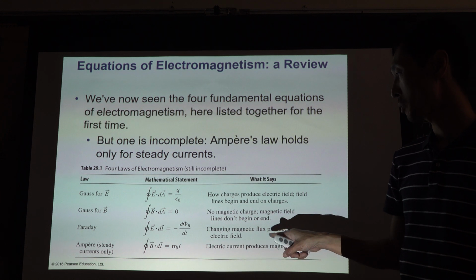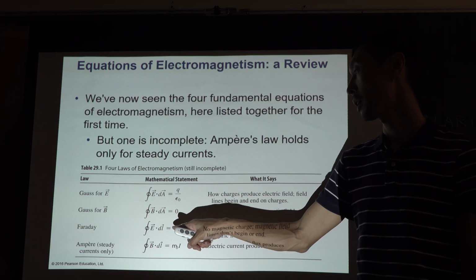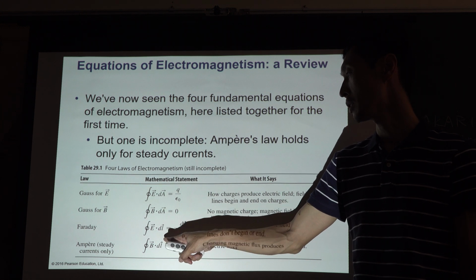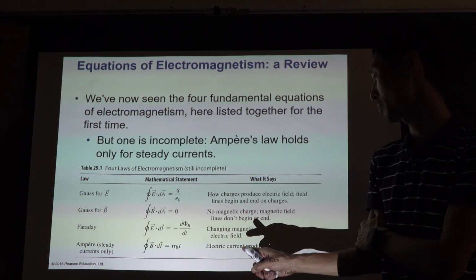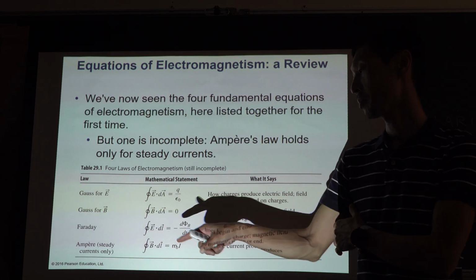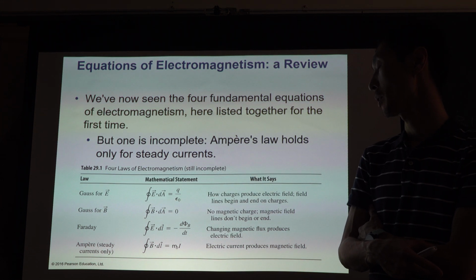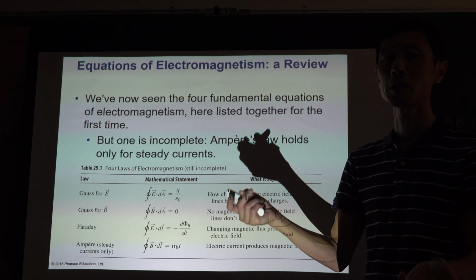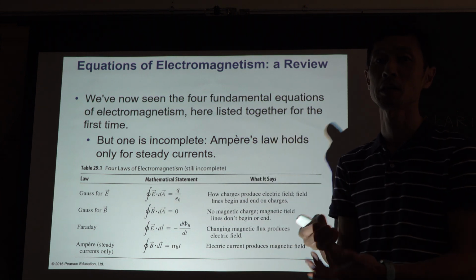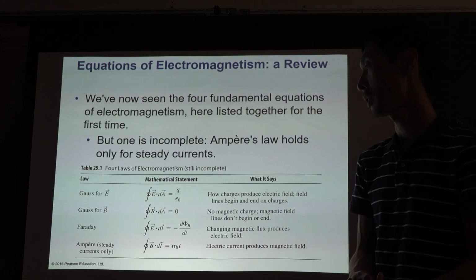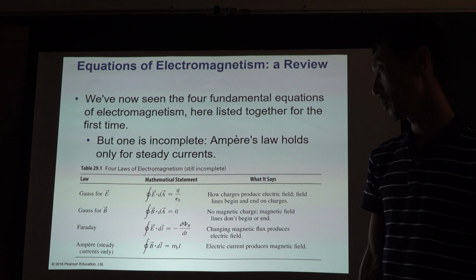Changing magnetic flux produces an electric field. So if you change the magnetic flux, that will produce the electric field. Right? For example, if you change the magnetic field, then there's a current in a coil. That's Faraday's law. And the last one is Ampere's law.